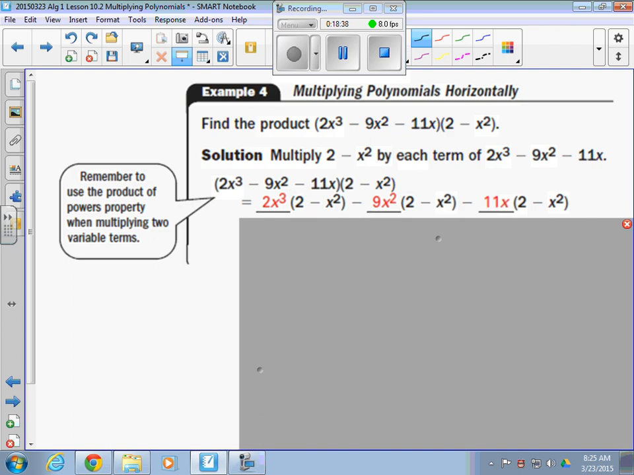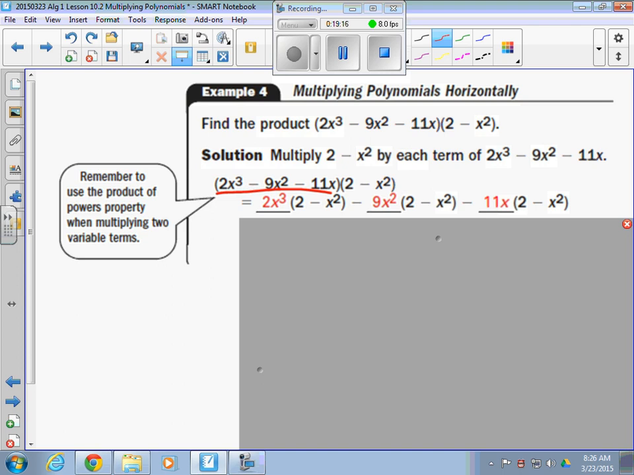The next method is multiplying horizontally. It says find the product of 2x to the third minus 9x squared minus 11x times 2 minus x squared. So notice for this one, the trinomial 2x to the third minus 9x squared minus 11x is just broken up, and it's written right next to the binomial each time, 2 minus x squared. So this is just the distributive method like example number 1 was, except it has a trinomial that you're separating.